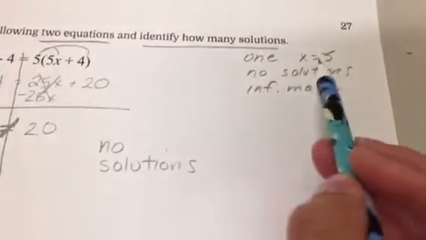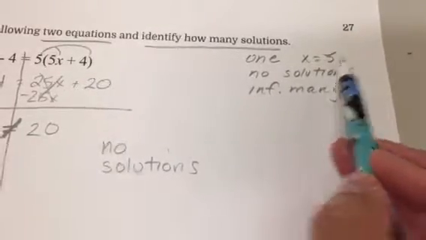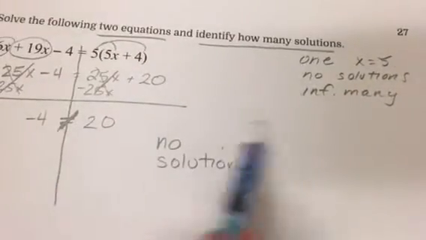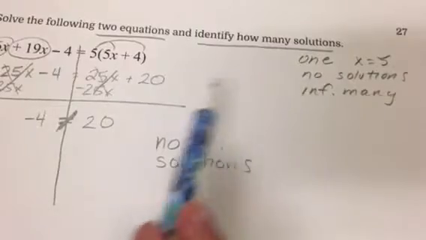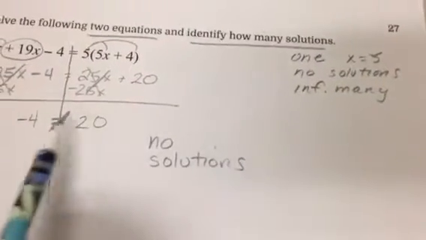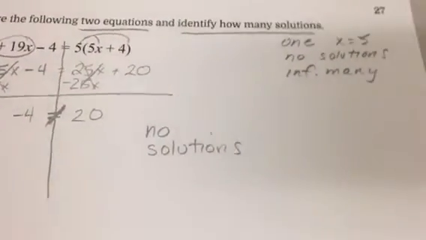Okay, so you're going to do the same thing on the bottom. You're going to solve, and then you're going to determine, did you get x equals a number? Is it a false statement where there's no solutions? Or are there infinitely many, meaning that the two sides equal each other?